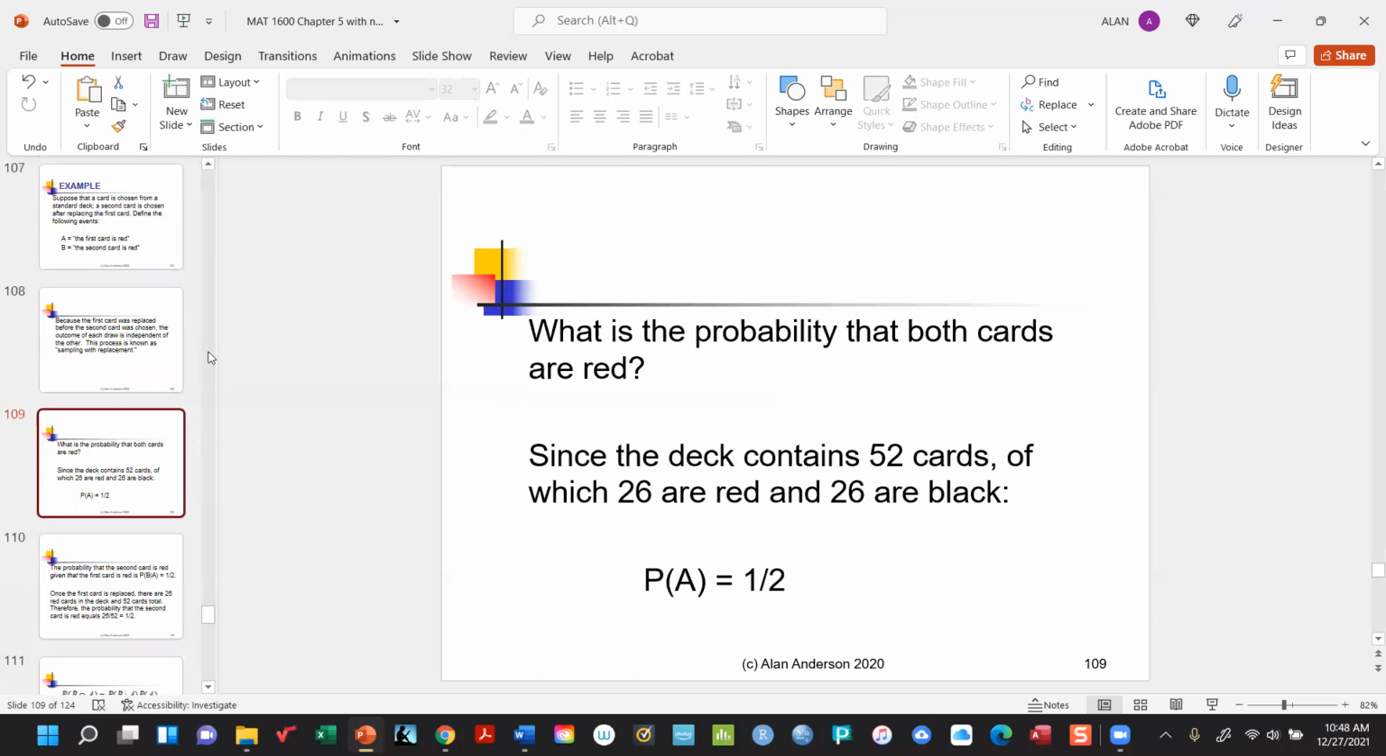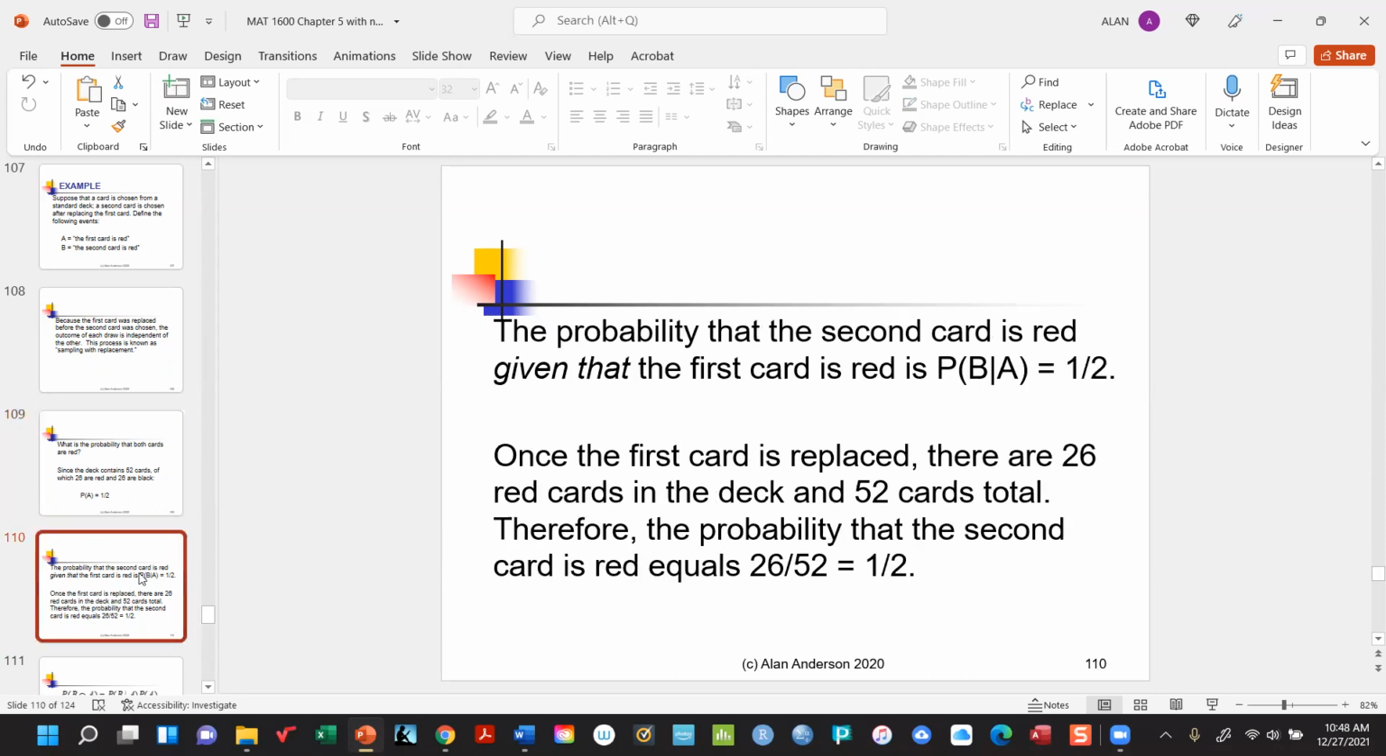Well, what if I want to know the probability that both of these cards are red? Well, we know that there's 26 red cards in the deck. Therefore, the probability that the first card was red is 26 out of 52, or 1/2. What about the second draw? Same thing. But we could also say, now watch this. The probability that the second card is red, B given A, is 1/2. But if you notice, because the cards were replaced, these are both 1/2. Which means that knowing that A, the first card was red, has no influence on whether or not the second card is red.